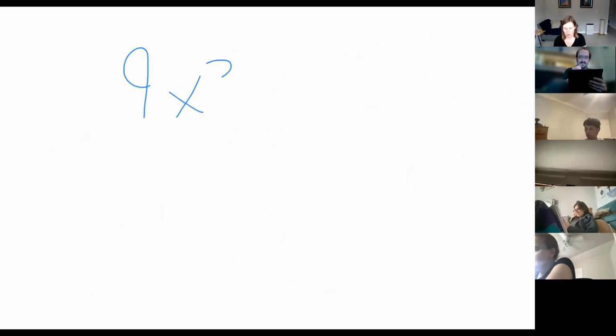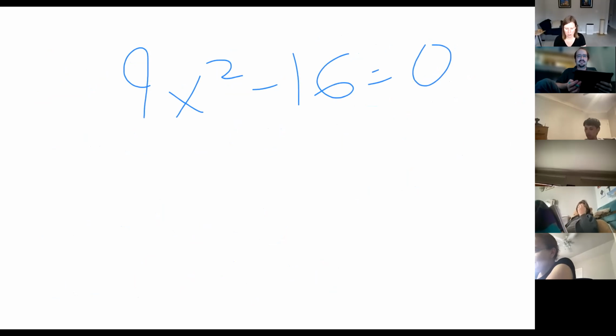If I have 9x squared minus 16, and this is equal to 0, I think is where I was at. I moved that 16 to the other side. Would it be GCF? 9? Divide each side by 9? So you wouldn't be able to divide 16 by 9 evenly. Yeah, we can't. So I don't think there's a GCF here.